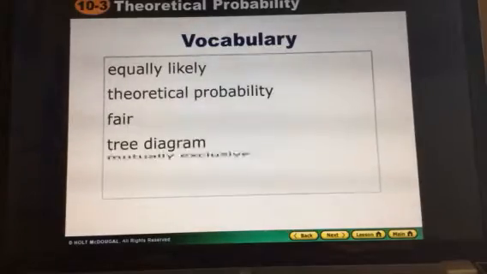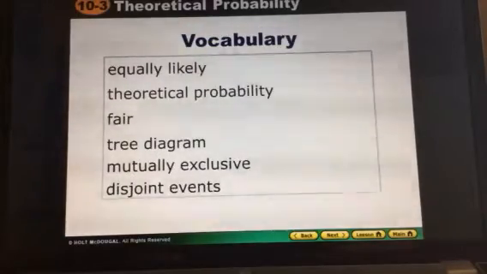So we've got equally likely, theoretical probability, fair, tree diagram, mutually exclusive, and disjoint. Probably I would say the tree diagram, fair, and equally likely you've probably heard of before. The others maybe not yet.